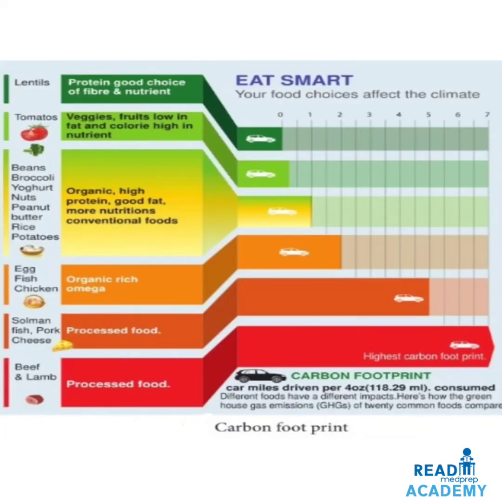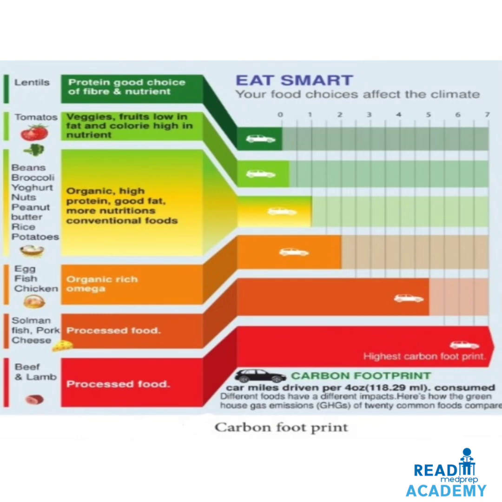Now in this image you can see the carbon footprint, how our food can affect the carbon footprint. Car miles driven per 4 ounce is 118.29 ml consumed. Different foods have different impacts. Here's how the greenhouse gas emissions of 20 common foods are compared.